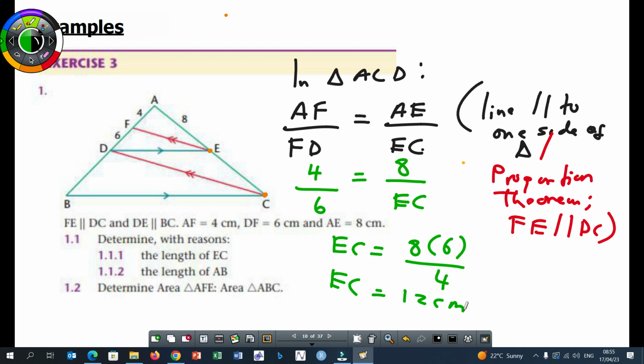Please be aware that we could also have written this as AD over AF equal to AC over AE, using the corollaries. You could calculate AC first, then subtract 8 from the length of AC. It's not the only way; there are several ways based on the corollaries. But for this question, the easiest was just to use the normal proportion theorem.